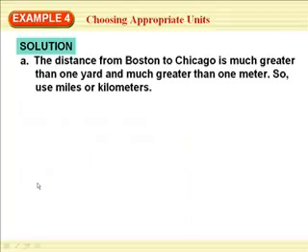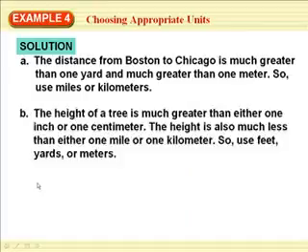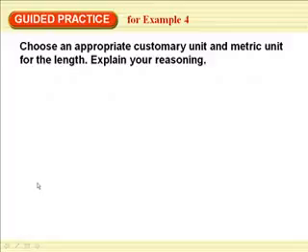The distance from Boston to Chicago is much greater than 1 yard and much greater than 1 meter, so use miles or kilometers. I agree with that. The height of a tree is much greater than either 1 inch or 1 centimeter. The height is also much less than either 1 mile or 1 kilometer, so use feet, yards, or meters. Good deal. So the guided practice, number 4.